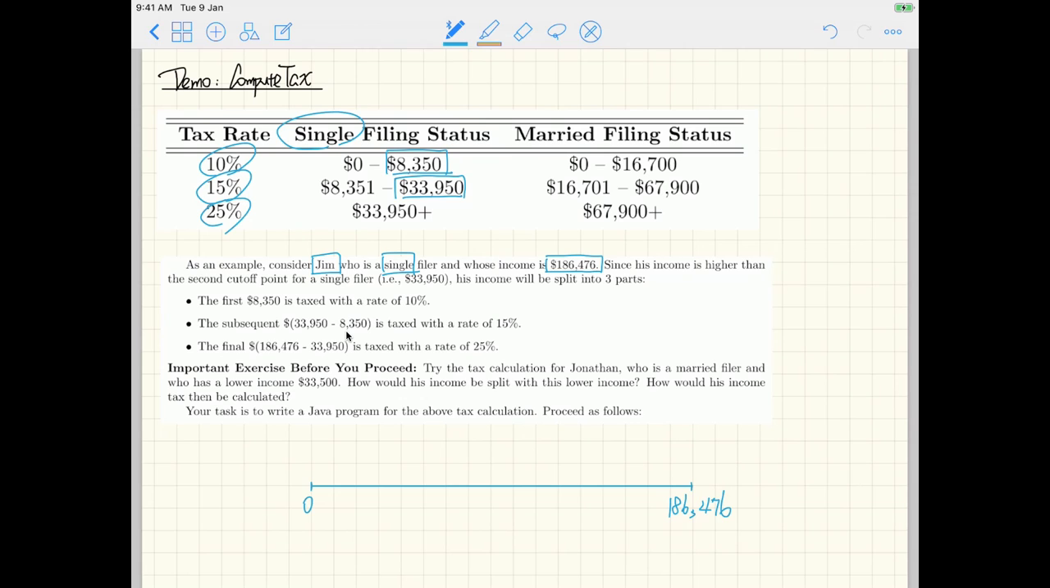Now how do we actually split his income? You have to see where the 2 cutoff points are with respect to his income. In this case, 8,350: the first cutoff point is around here. And the second cutoff point is smaller than this particular income. We know it's somewhere here, but it's after the first cutoff point. It's $33,950, roughly speaking. Now this is how we split his income into 3 parts.